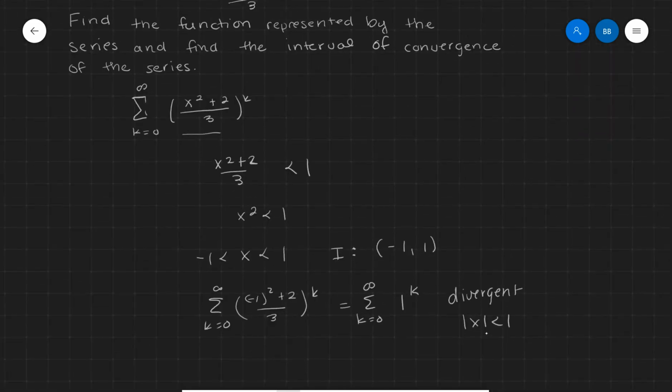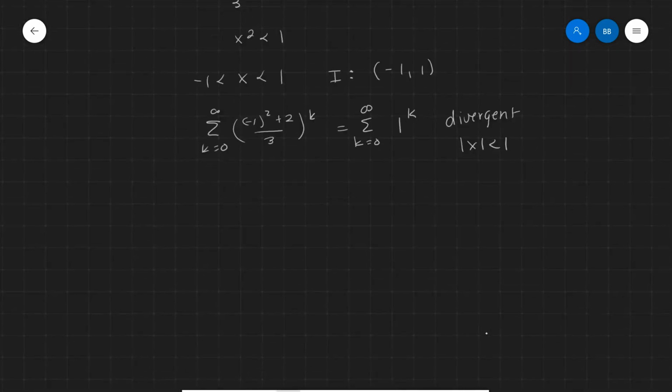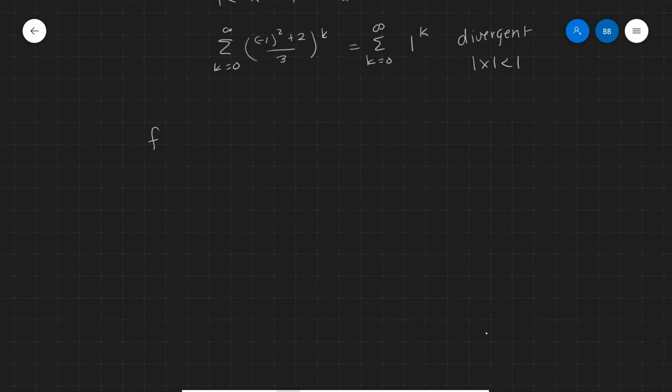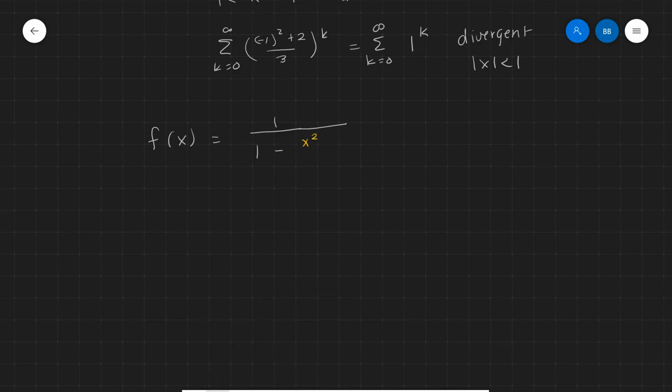The next step is to be able to find the function this converges to, and for this we're going to use the 1 over 1 minus x. Here we have f of x is equal to 1 over 1 minus x, but in this case our x is more complicated. It's 1 minus that entire x function. Just to emphasize, we'll switch colors: (x squared plus 2) over 3.